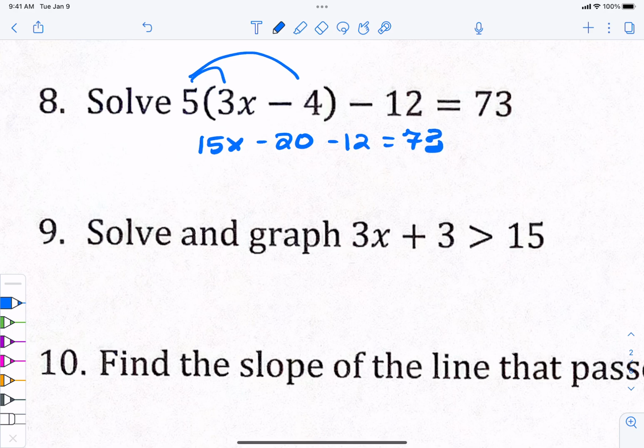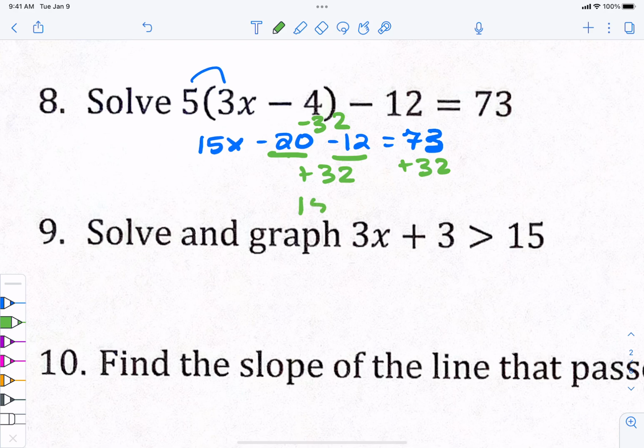Okay, then what? Move the minus 20 minus 12 over. I'm going to put those together first before I move anything over. That is negative 32. Now we are going to add the 32 over. Okay, plus 32 plus 32. So 15x equals maybe 105.